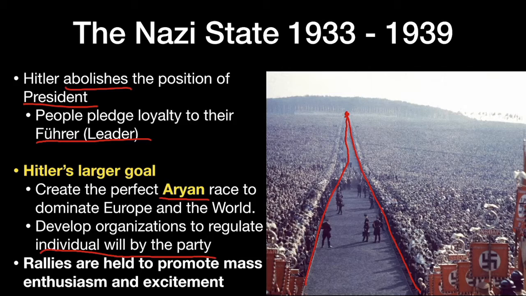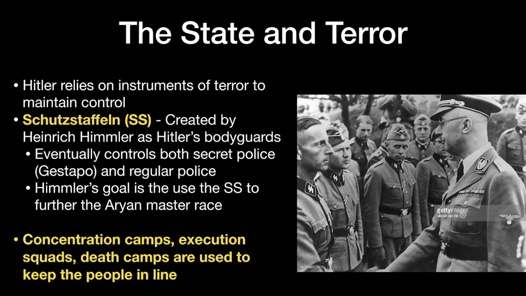But regardless of all of that, you look at this picture and you can see the amount of people that they have in these rallies, and that's just insane how many folks were there. So Hitler realizes that he needs something to keep people in line. And so they did this by creating a force called the Schutzstaffeln, or the SS. Okay, so the SS were essentially Hitler's secret police.